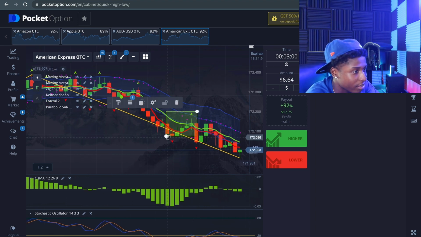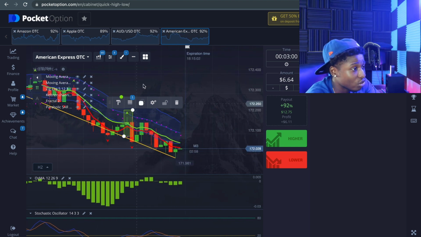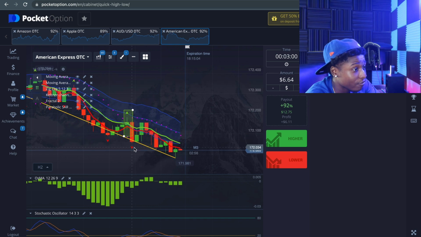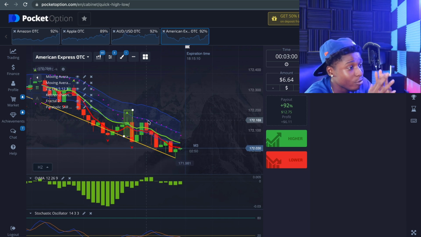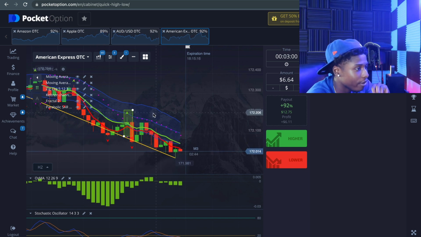And then we have another red fractal, but it's not a double fractal just because we do have a green fractal in between. But the last fractal that opened up was this red fractal indicating that we're going up. And then we went up. And now, as you can see, we're going down for a little amount of time, but there is no fractal right here. It should be a fractal right here, guys, but there is no fractal.